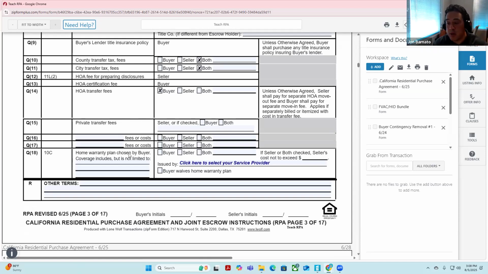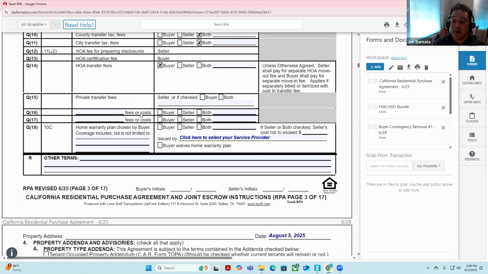I don't want to go into it. They're so rare. If there are other fees or costs you want the buyer to pay or the seller to pay, you wouldn't want to hear. Let's get to home warranty.